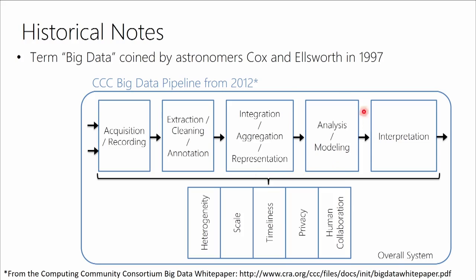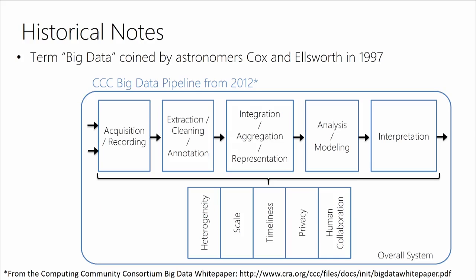And then this is the analysis and modeling step, which is where all of the great machine learning and data mining takes place. And then the interpretation step is where at the end you see what you've got and you really interpret it. Okay, so this is the big data pipeline.